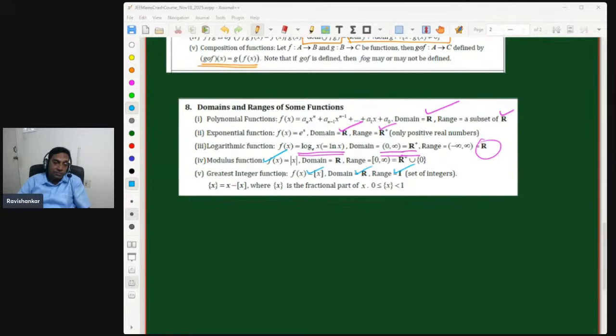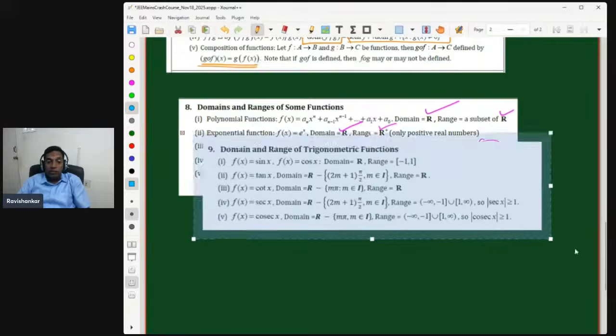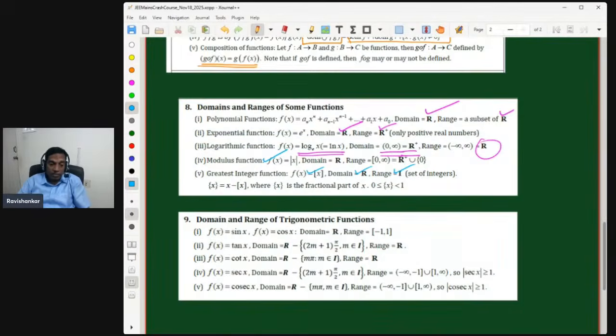Then you have special categories of trigonometric functions, a whole category by itself. The domain of sin x and cos x is all real numbers, but for tan x it's all real numbers minus odd multiples of pi by 2. For cot x, all real numbers minus multiples of pi. For secant x, odd multiples of pi by 2 not allowed. Again, for cosecant x, multiples of pi not allowed.